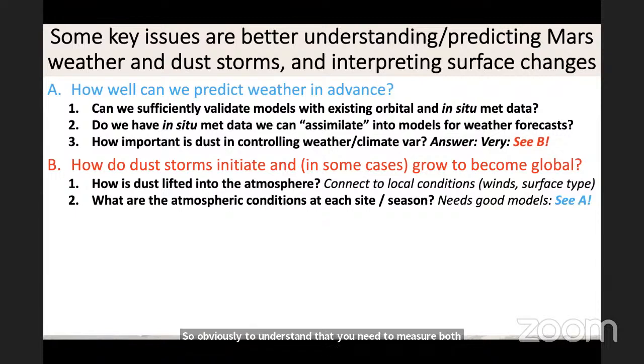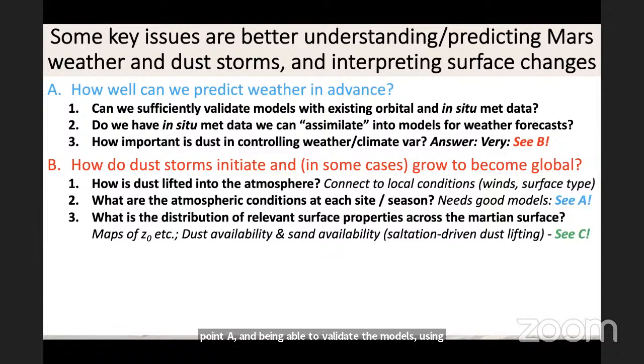You can know the processes perfectly, but if you don't really know what the atmospheric conditions are across Mars, which you can only know globally from a model, then you're not going to do a great job of predicting dust storms or understanding them. So again, you need good models, which brings us back to point A and being able to validate the models using in-situ data. And then the third thing you need is to know what the surface properties are and how they vary across the Martian surface.